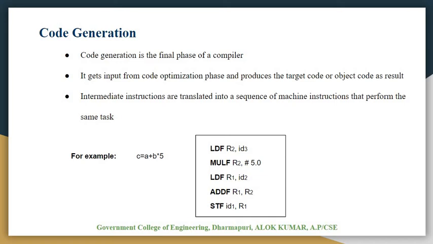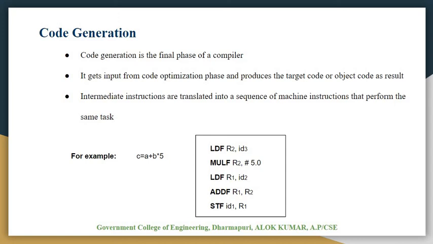Now the next phase is code generation. Code generation is the final phase of the compiler. It gets input from the code optimization phase and produces the target code, or we say object code, as the result. Intermediate instructions are translated into a sequence of machine instructions that perform the same task. Suppose we are taking one example, the same example, c equals a plus b into 5. So these are the machine language instructions.